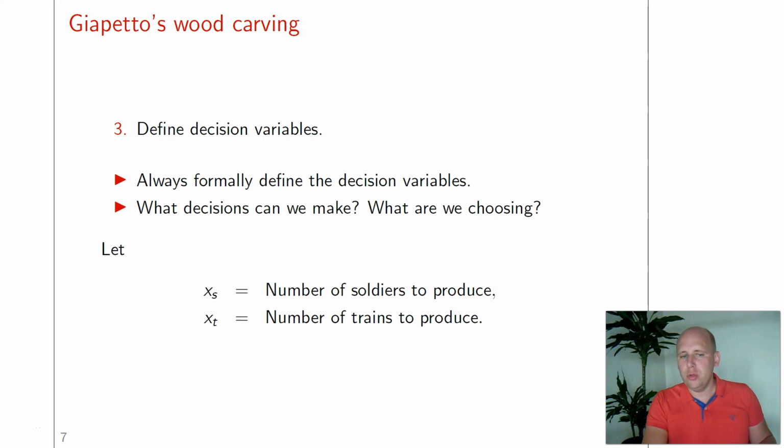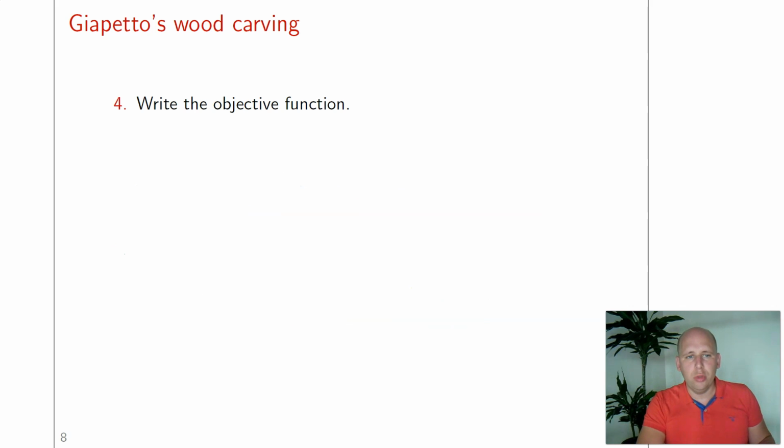So we are going to use the decision variable for the number of soldiers to produce. Because soldiers starts with an S, we can for instance use XS and then XT for the number of trains to produce. Of course you can also use X1 or X2, but it's important to define the decision variables in words.